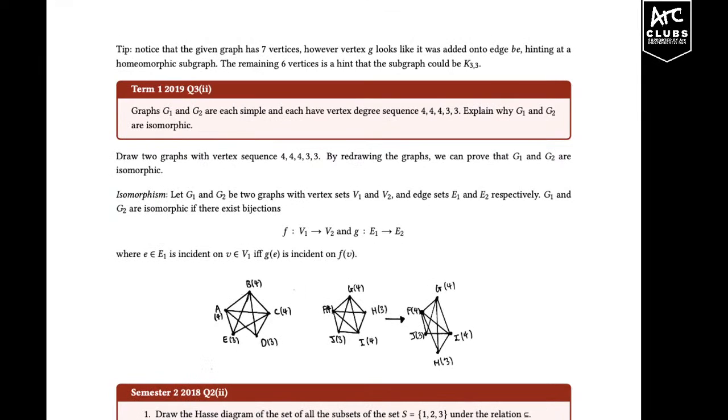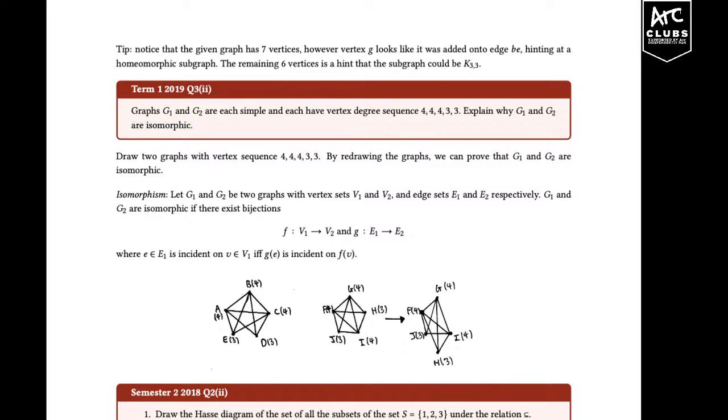Okay, so hopefully you are okay with that. We're going to move on to the next question, which states that graphs G1 and G2 are simple and each have vertex sequence 4, 4, 4, 3, 3. Explain why G1 and G2 are isomorphic.